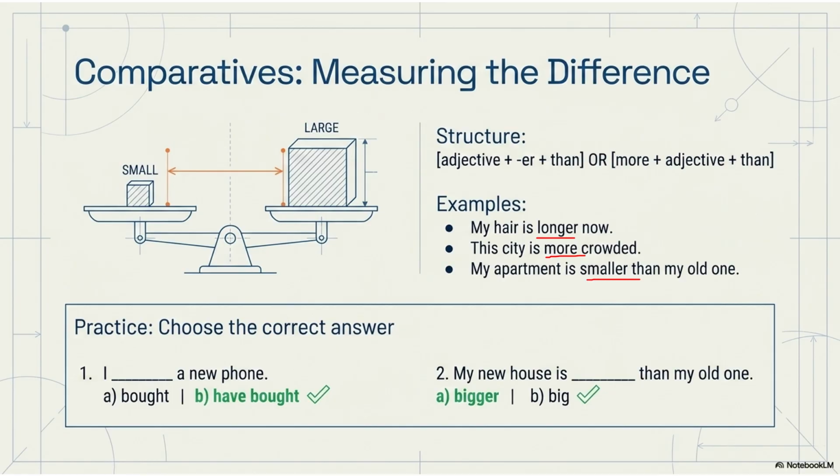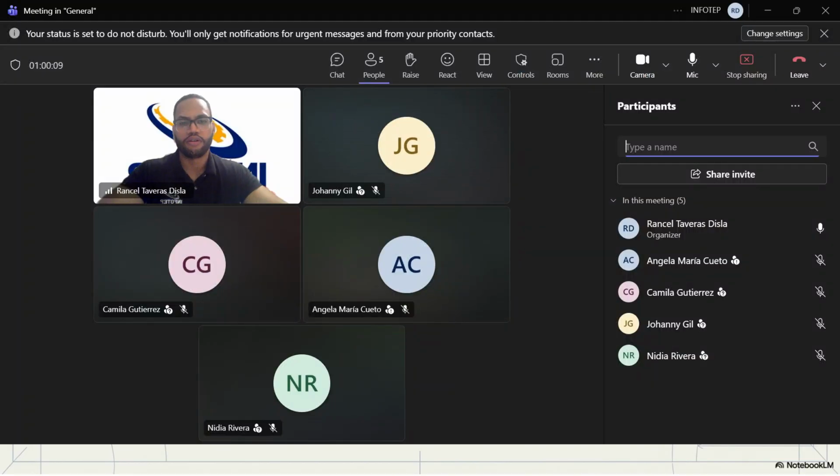My apartment is smaller than my old one. So if this apartment is smaller, it's because the other one was bigger, right? Life is more expensive now, because before it wasn't that expensive. We can say that gasoline is more expensive now, right? One gallon of gasoline costs around 330 pesos. That's a lot of money.